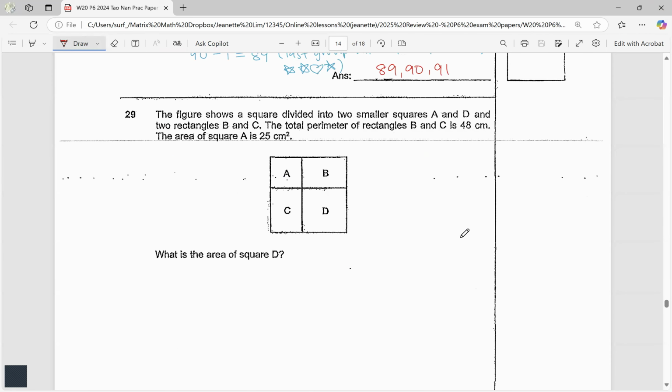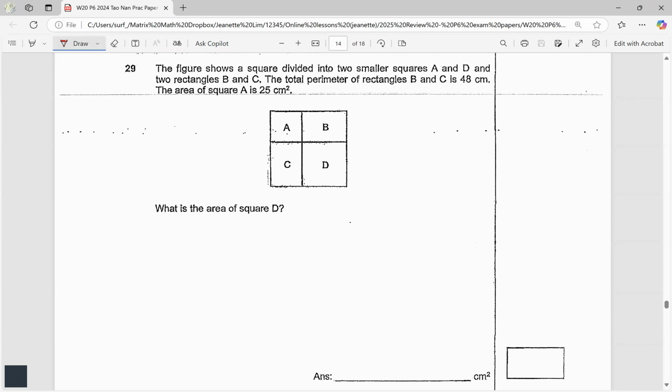Okay, let's look at question 29. Figure shows a square divided into smaller squares A and D, as well as 2 rectangles B and C. Total perimeter of B and C is 48 cm. Area of square A is 25 square cm. So firstly, we need to find the area of square D. Let's find out each side of A. So each side of A is 5.